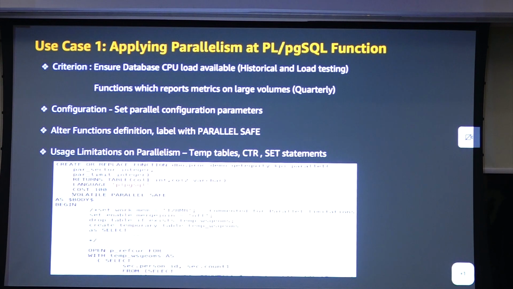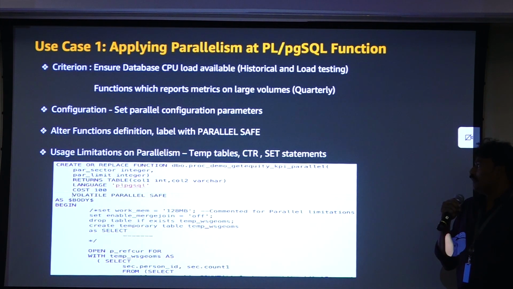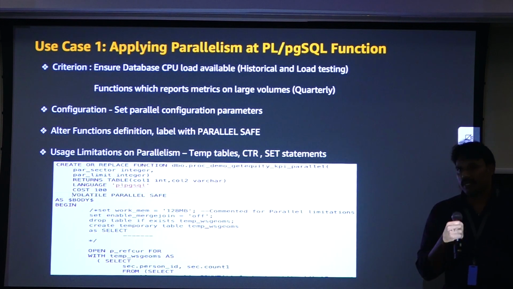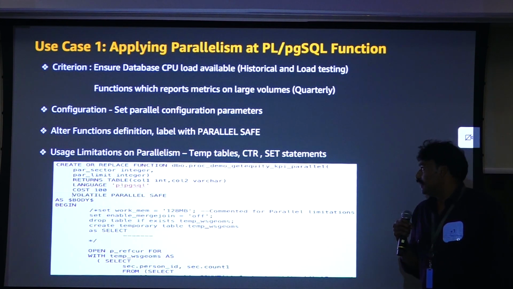To apply parallelism, we cannot apply it everywhere, so there should be certain criteria. Applying parallelism means you are making it multi-threaded. In our financial application, we have adequate CPU available, so we chose certain functions for parallelism. Which functions can you choose? If your application is running on large data and returning certain metrics, that is probably the right key for selection. To apply parallelism, as usual, we need to set the configuration parameters like max parallel workers, and then change the function definition to parallel safe.